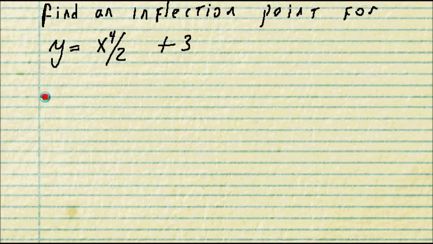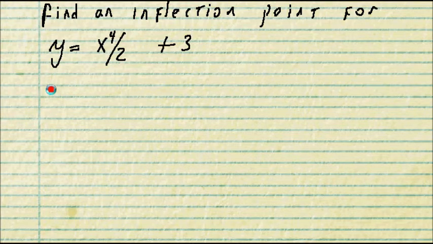So what I'm going to take is the derivative of this function y of x, right? So this is the function y equals x to the 4 over 2 plus 3. Now I can actually plot this, graph it, and look at it. But I don't need to do that. I want to find an inflection point. So I'm going to take the derivative of this polynomial. I'm going to take the first derivative of this.